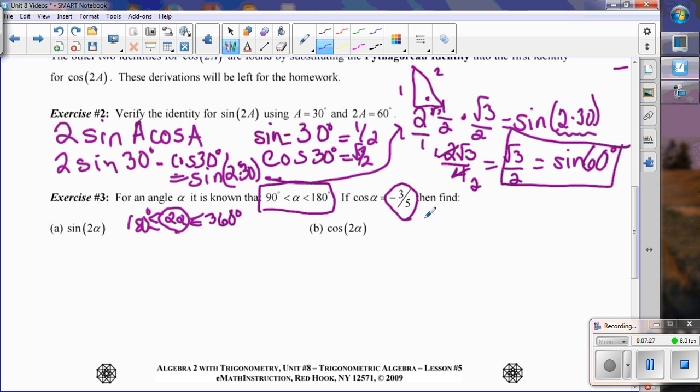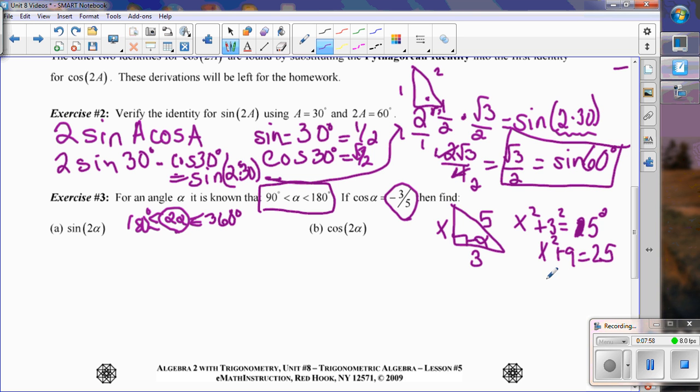That means our original angle is in quadrant 2, and we are going to use adjacent over hypotenuse. Here's alpha, and here's x. Use the Pythagorean theorem: x squared plus 3 squared equals 5 squared, I should say. I skipped a step there. You get x squared plus 9 equals 25, and x squared is equal to 16. So x could be plus or minus 4. In this case, we're on the side of a triangle, so we want positive 4.